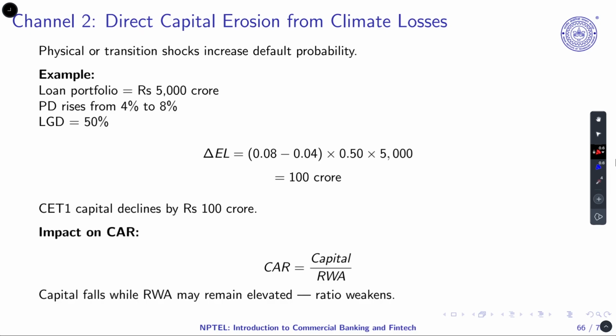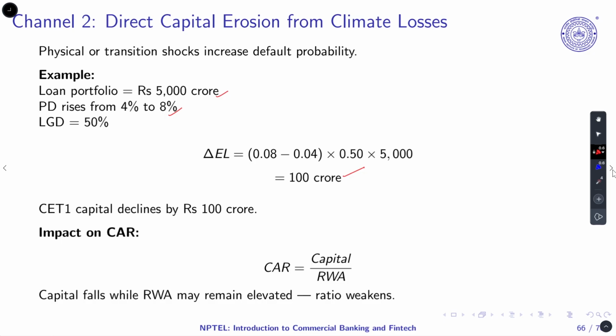For example, I was looking at this. Here we have the loan portfolio coming out to be, suppose, 5,000 crore. Your PD rises from 4% to 8%. This is what we are seeing, right? Now your loss given default is 100 crore, and the impact on CAR will be of course the risk weighted asset, the capital that here we have, 100 upon the risk weighted asset, and this will further create the trouble.